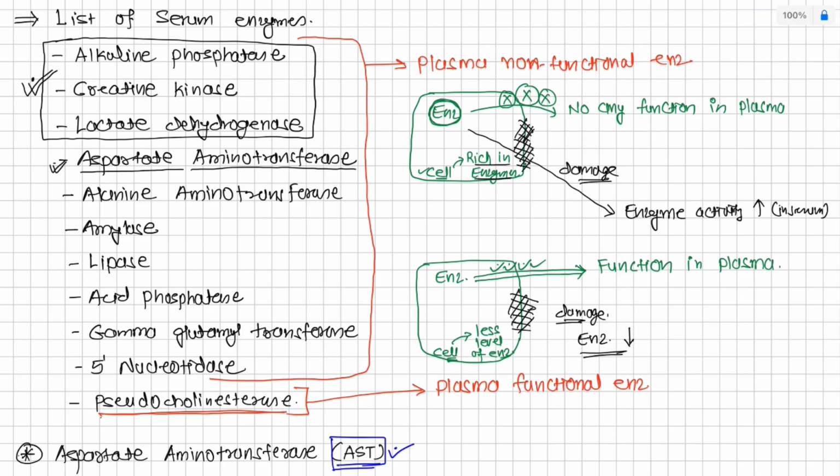Can you see the difference? Whenever respective cells are damaged or diseased, the level of plasma functional enzyme is decreased, whereas the level of plasma non-functional enzyme is increased. This characteristic makes pseudocholinesterase the most unique enzyme of this list.